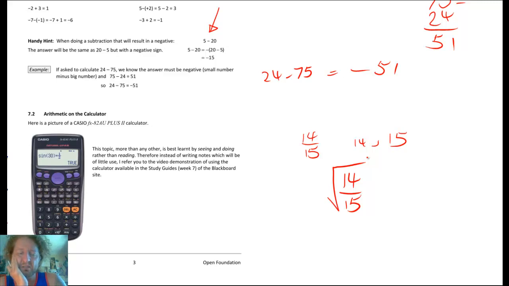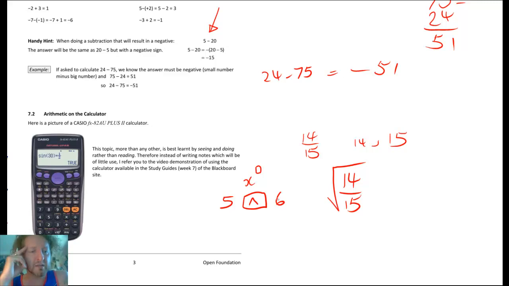But really it's up to you to get to know how to use it. Just check our guides on the 82AU. And if you do have a different version of calculator and you can't work out how to find the key things, like how do I find to the power of, and on this one it was an x to the power of something. Sometimes you'll just see a button that's a little hat, and you'll just go like 5 to the power of 6 or something like that.